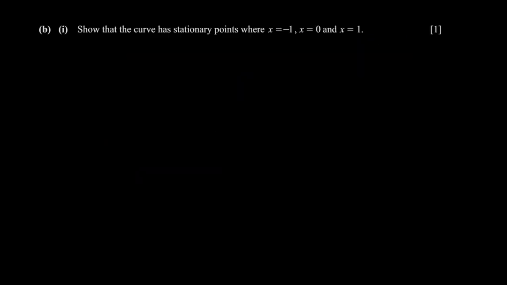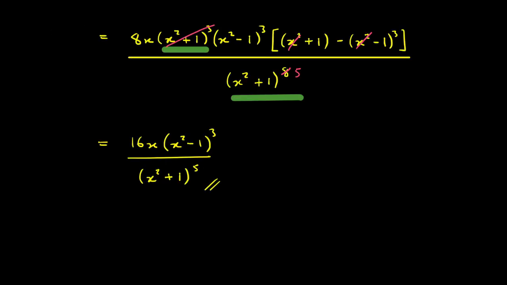Right then, part B, we want to show that the curve has stationary points where x is -1, x is 0, and x is 1. Well, what is a stationary point? A stationary point is when the gradient is 0, so it's when y prime is equal to 0. Well, if we go back, we learned that y prime is equal to this thing, so we set that equal to 0. And of course, if we do that, then it's only the numerator there that matters.